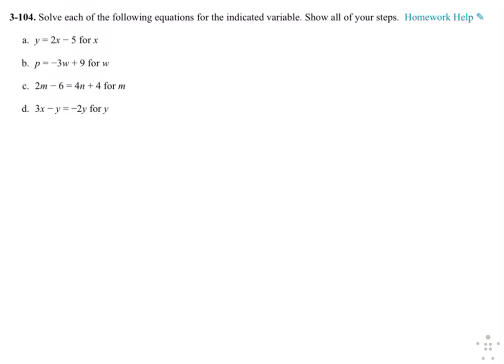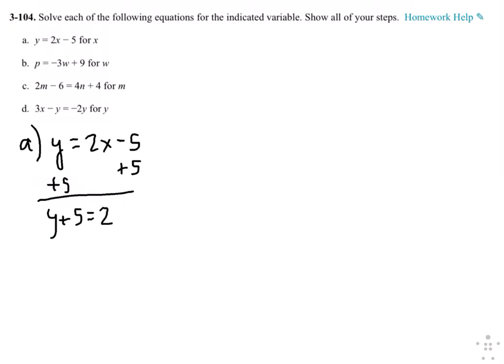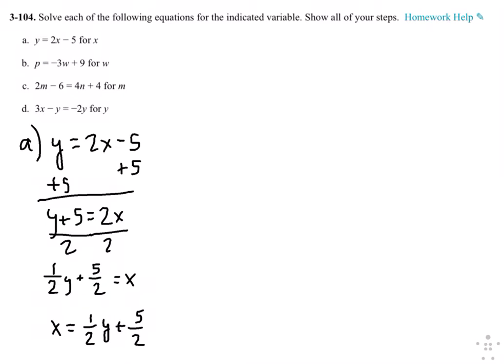Okay, for 104, they want us to solve for the indicated variable. So let's just go through these. So A is y equals 2x minus 5, and they want us to solve for x. So we can add 5 to both sides, right? And we get y plus 5 equals 2x, and then we can divide both sides by 2, and we get 1/2 y plus 5/2 equals x, and we would always rewrite it with the variable we're solving for on the left, right? So we could write it like that.